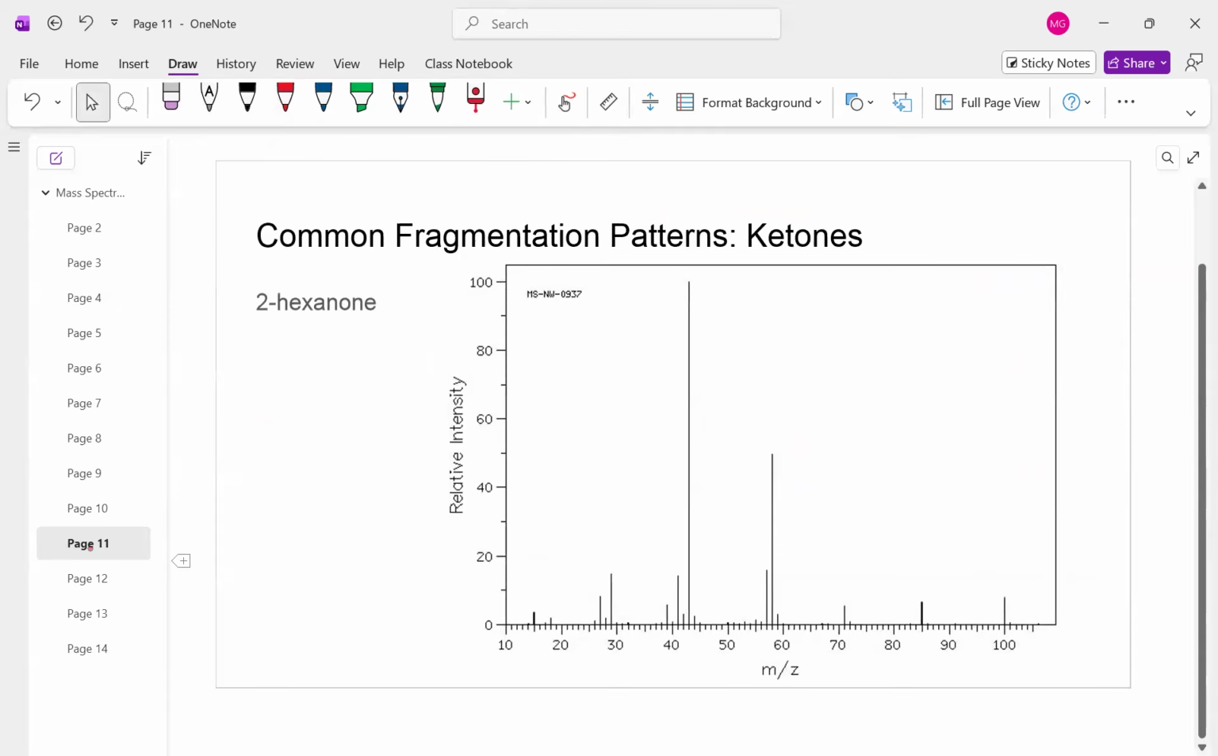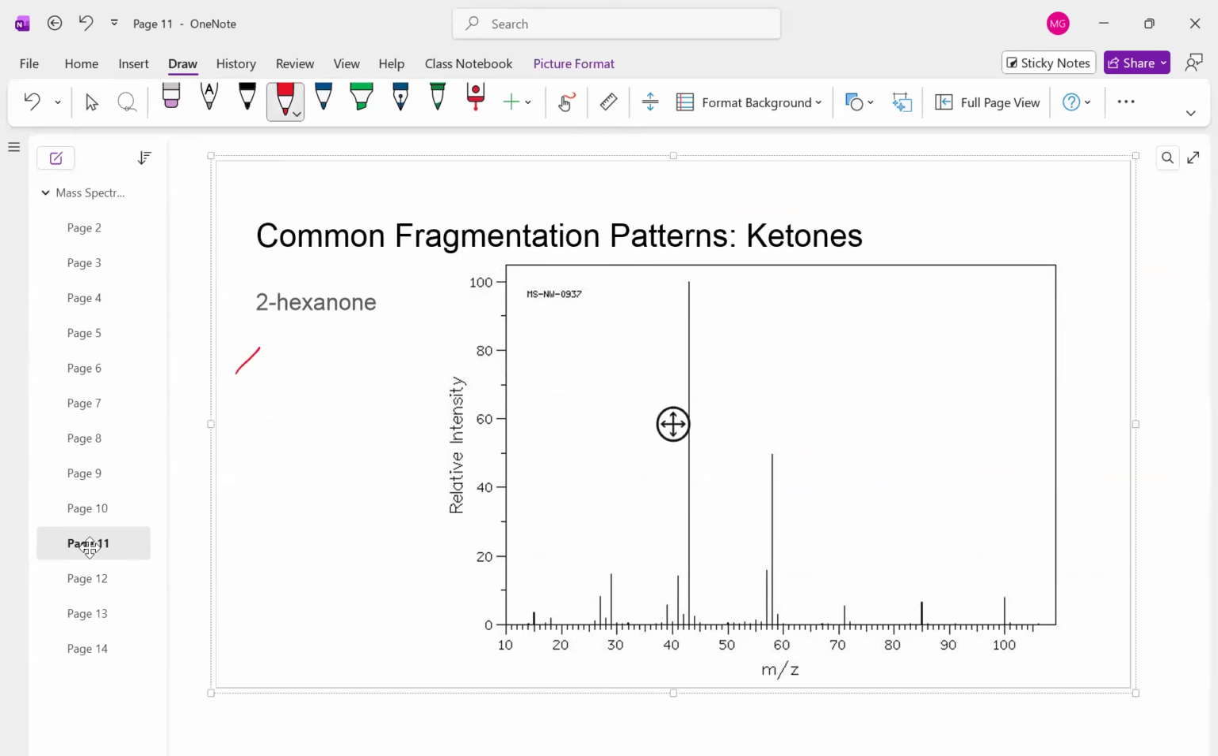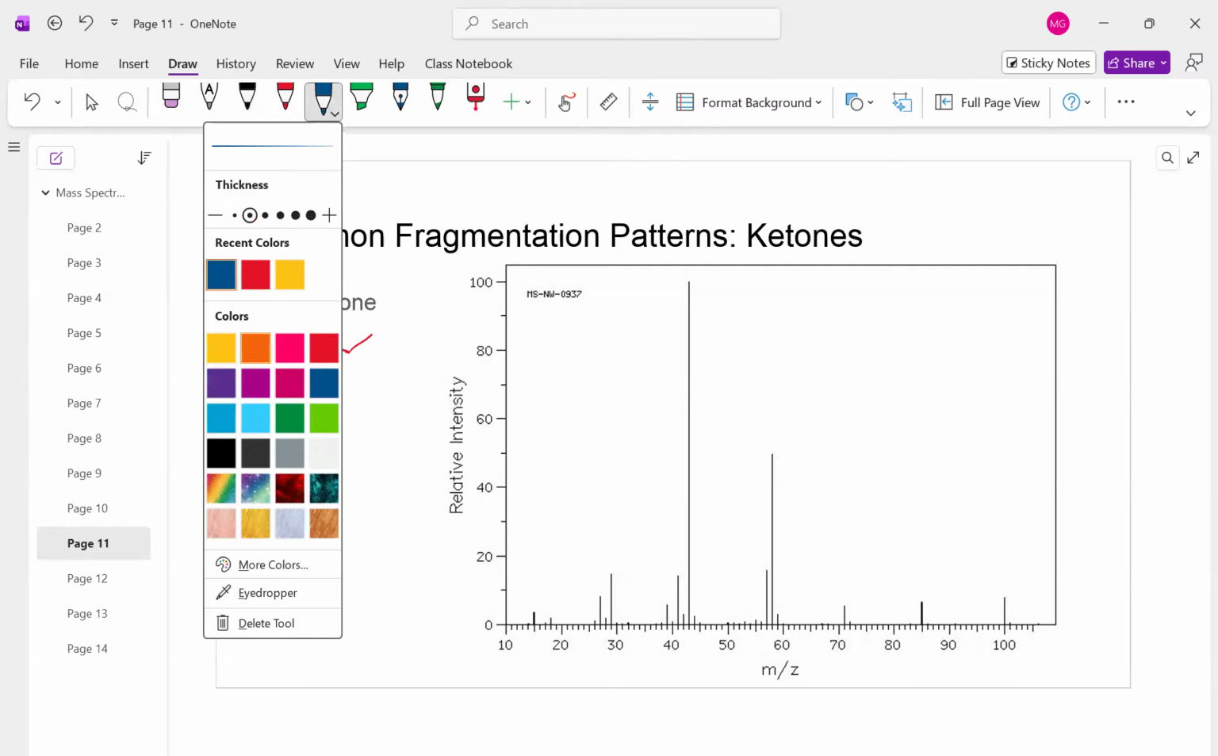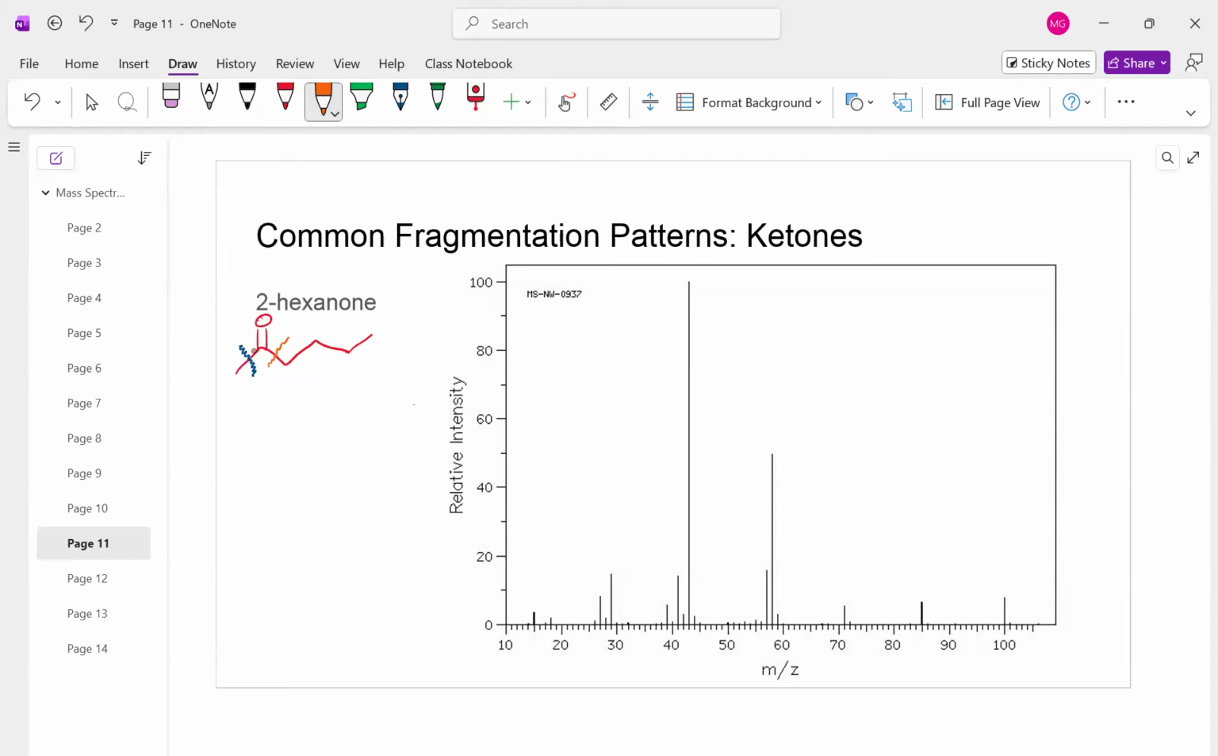All right, let's take a look at ketones. You can also apply this to aldehydes as well. But ketones will fragment in two very common ways. They will usually fragment in something called alpha cleavage, where you will break one bond around the carbonyl or the other bond around the carbonyl.